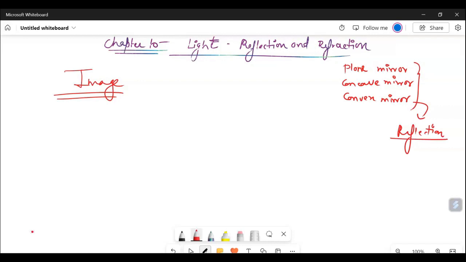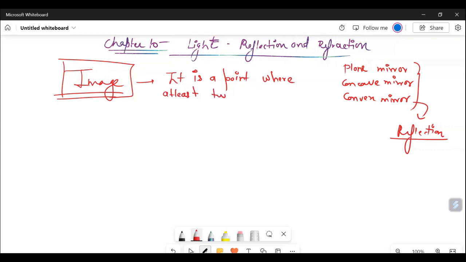First we need to understand what is image formation in the mirror. So image is what? You can write down, it is a point where at least two light rays actually meet or appear to meet. Okay, actually meet or appear to meet, that point is called image.